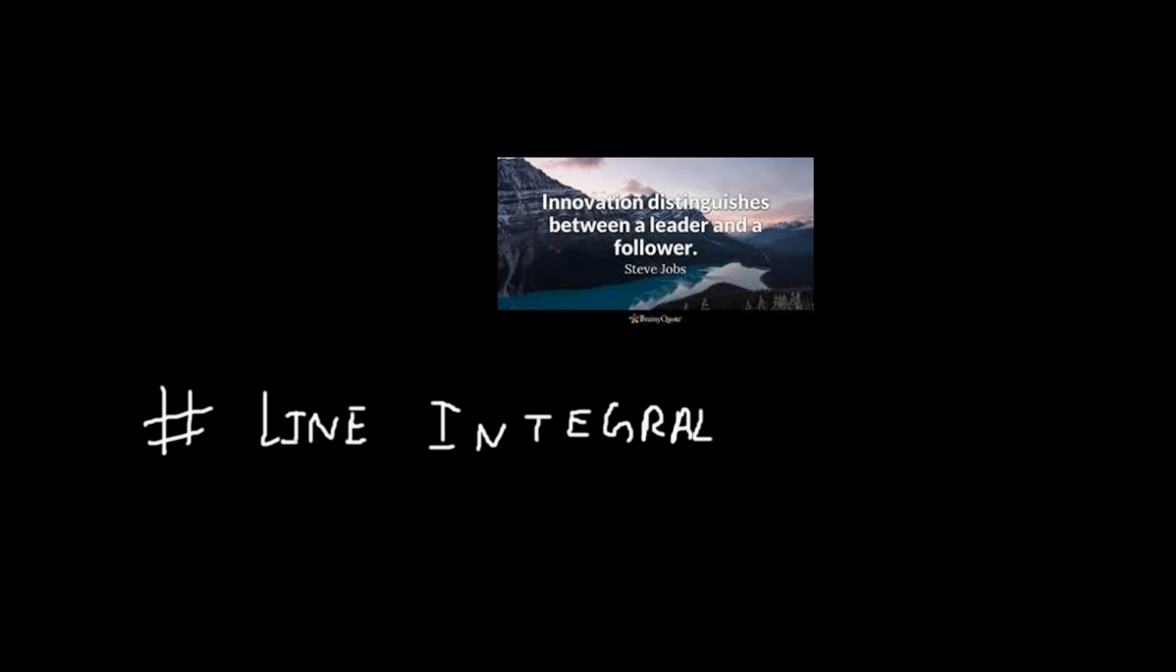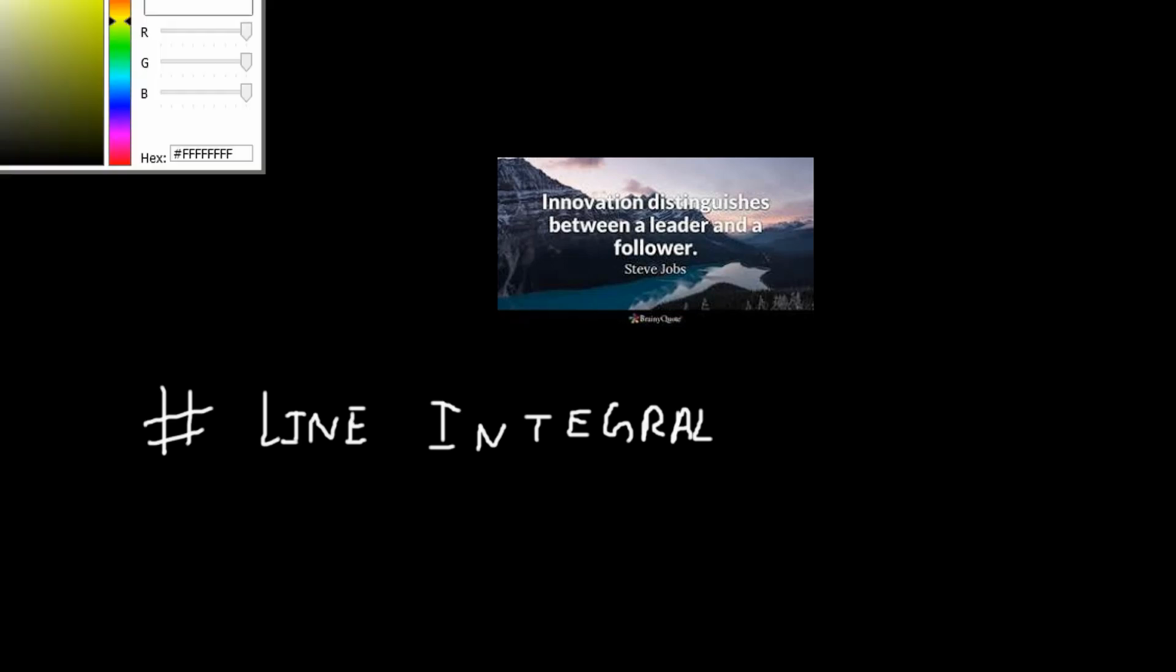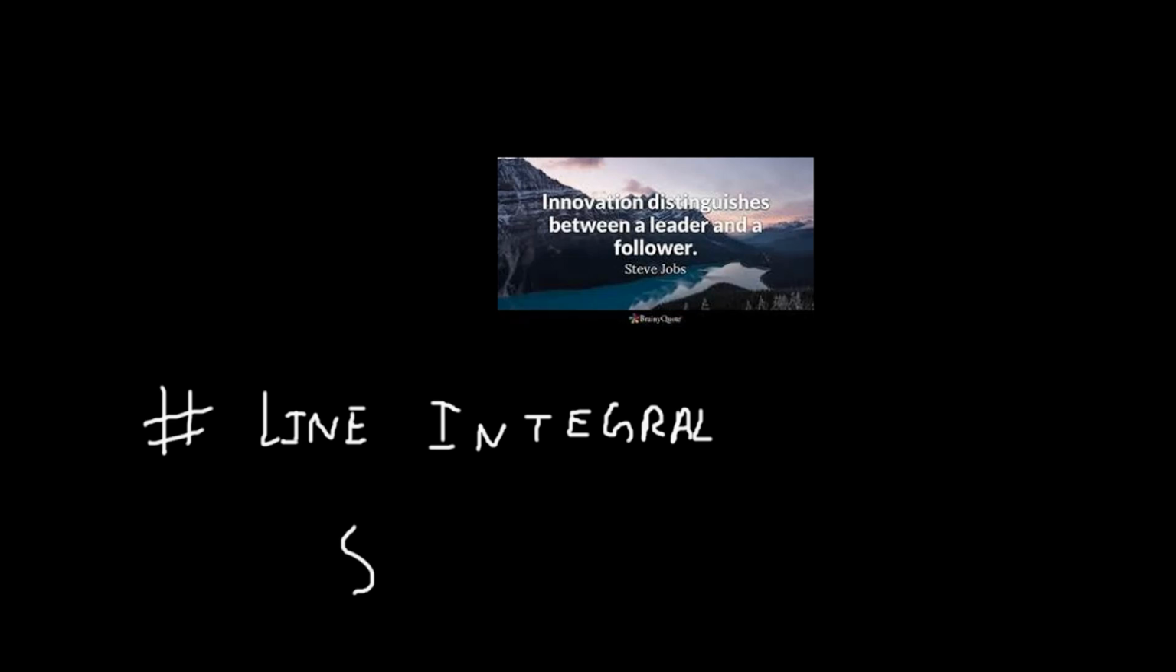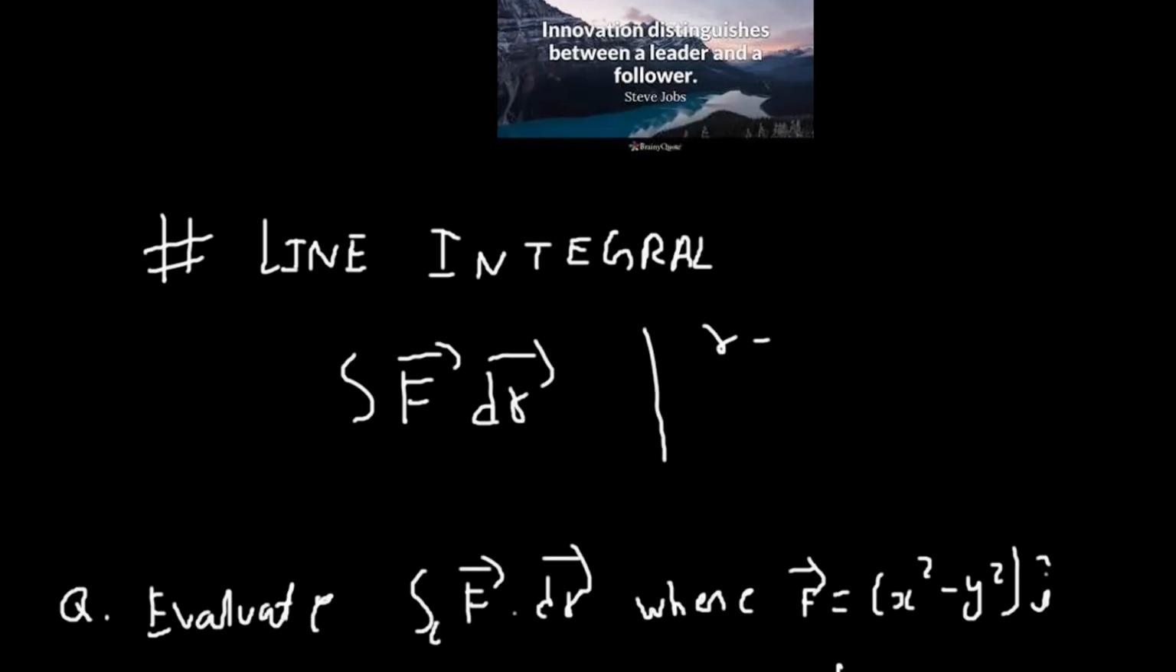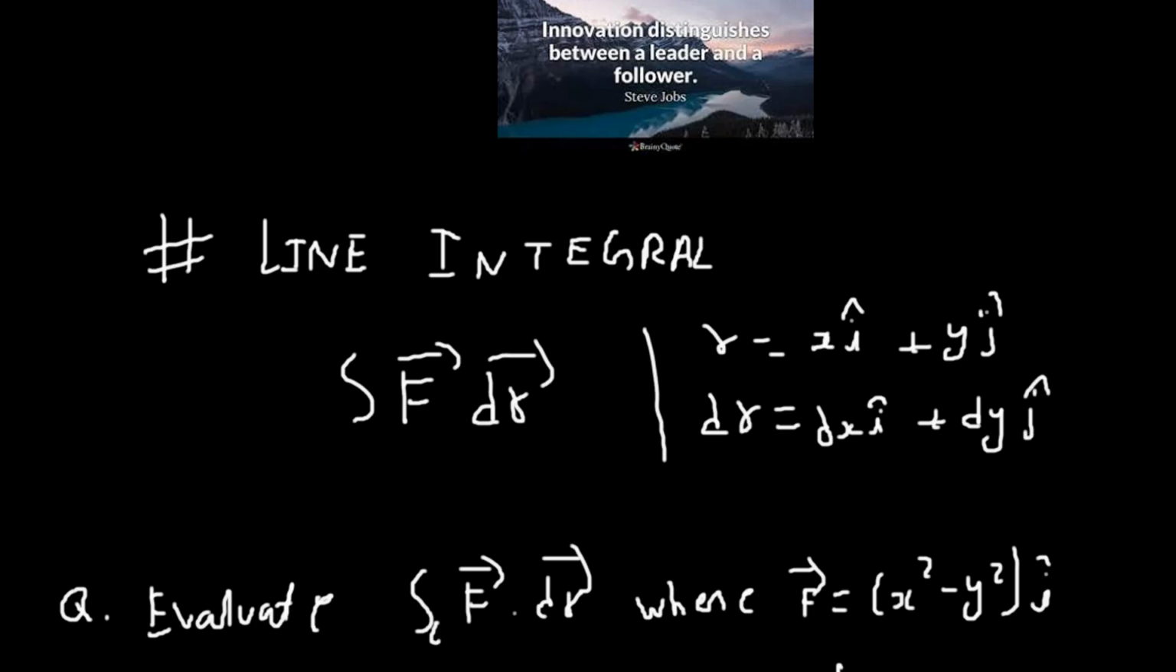Hi everyone. Today we're going to learn about the concept of line integral and let's just see what it is. Basically, line integral is the integration of F vector into dr vector, where r vector is x i cap plus y j cap, and dr equals dx i cap plus dy j cap, and the value of F is always given in the question.